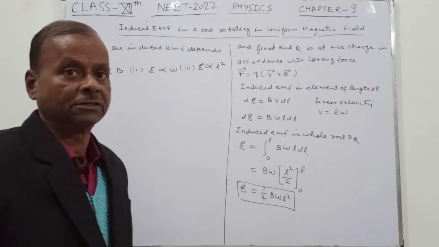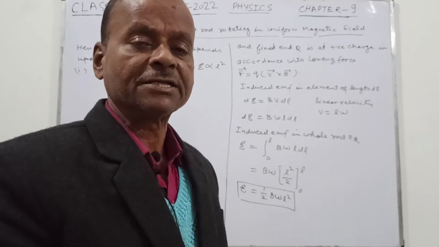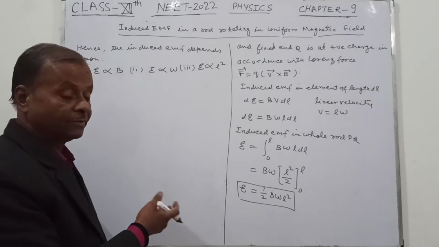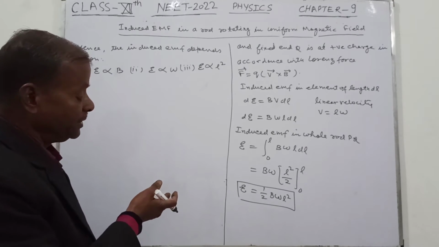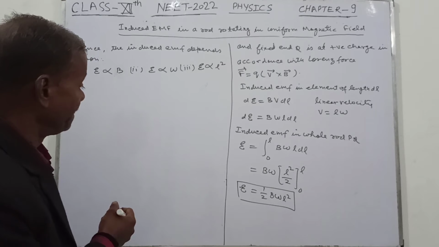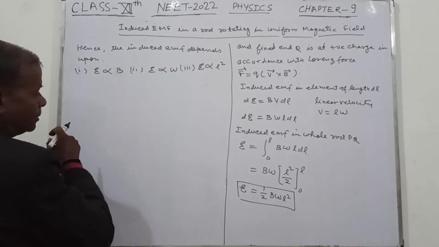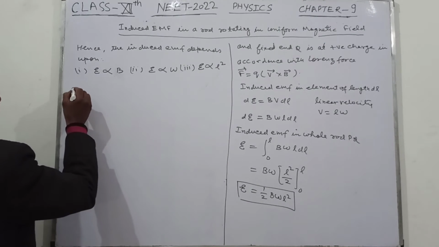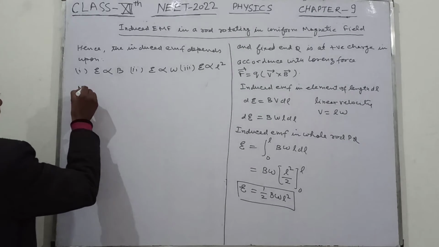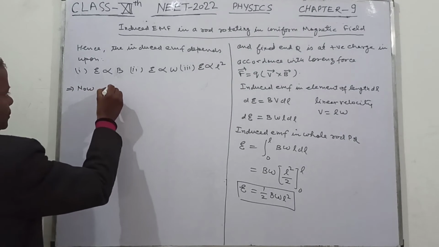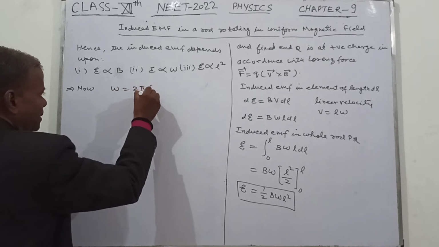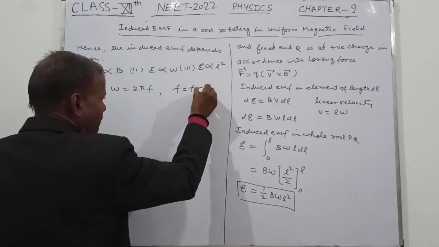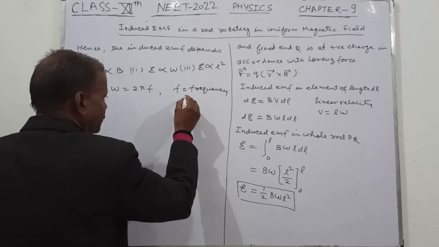So if length is doubled, the EMF will be 4 times. If length is half, the EMF will be 1/4 of the initial value. So by changing the length of the conductor, we can make the value of E higher or lower. Also we can have this omega, which is equal to 2 pi f, where f is the frequency of rotation.